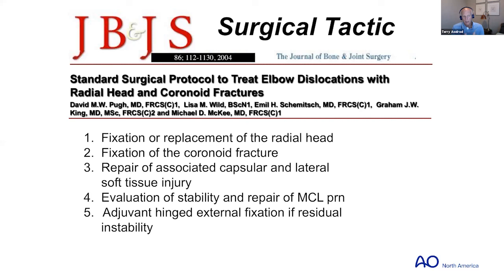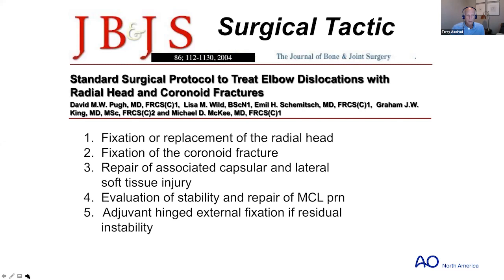So once you've gotten to stage 3, go to 4, which is evaluation of the stability and repair of the MCL. And as Jonas said, 95% of the time, you don't have to do that. You do everything from the lateral side and you fix the LCL and you're good to go without going to the medial side. 5%, maybe a bit more, you have to go to the medial side to repair the MCL, and then adjuvant hinge external fixation if it's residually unstable. So that's the classic way of dealing with it in 2004, which is 17 years ago.